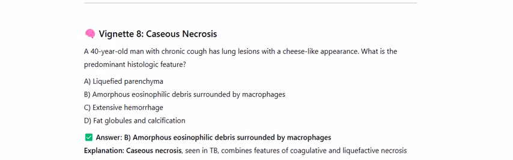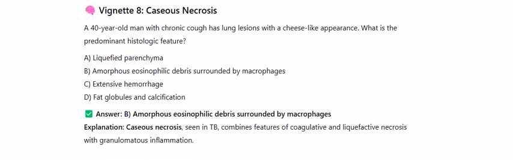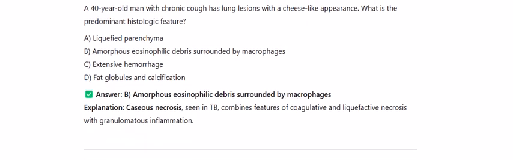Vignette 8, Caseous necrosis. A 40-year-old man with chronic cough has lung lesions with a cheese-like appearance. What is the predominant histologic feature? A. Liquefied parenchyma. B. Amorphous eosinophilic debris surrounded by macrophages. C. Extensive hemorrhage. D. Fat globules and calcification. Answer: amorphous eosinophilic debris surrounded by macrophages. Explanation: caseous necrosis, seen in TB, combines features of coagulative and liquefactive necrosis with granulomatous inflammation.